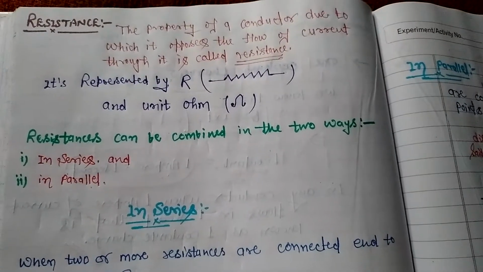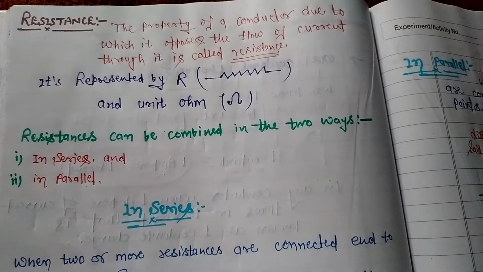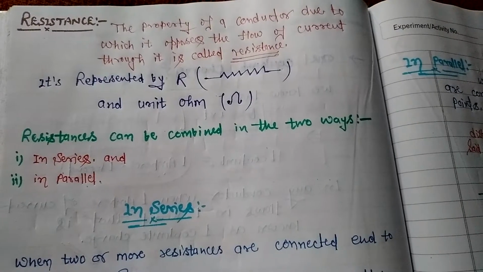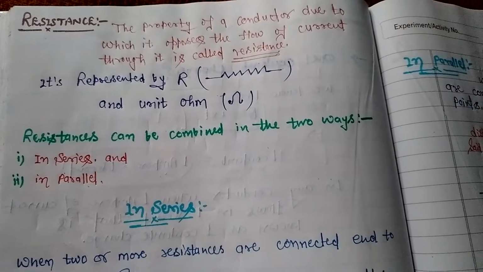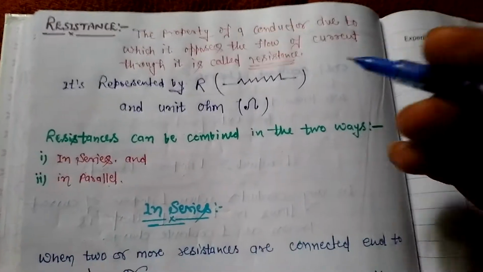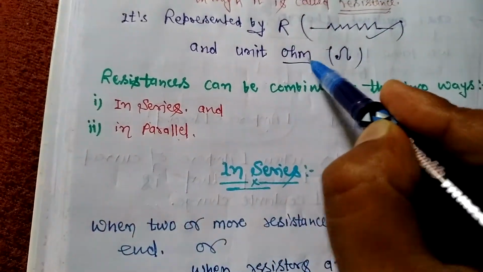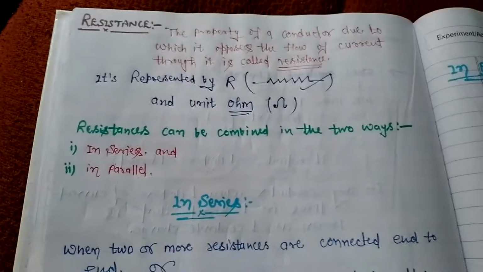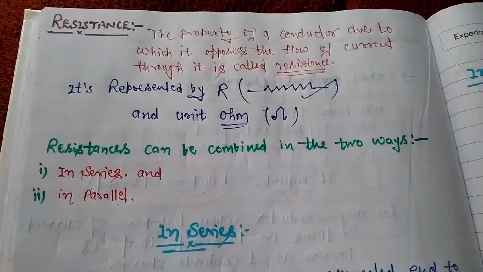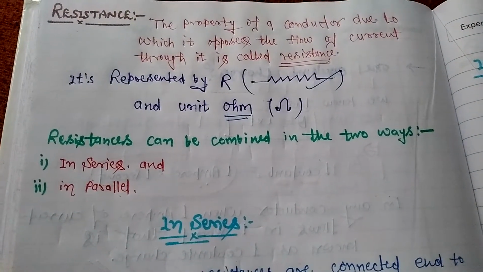So dear students, the property of a conductor due to which it opposes the flow of current through it is called resistance. Resistance is represented by capital R, and the symbol of resistance is this. The unit of resistance is ohm. You have to learn what the unit of resistance is. The unit of resistance is ohm.